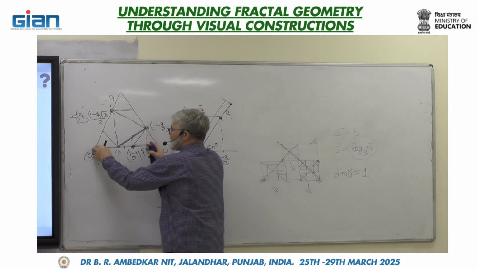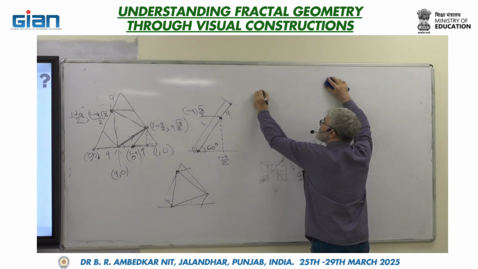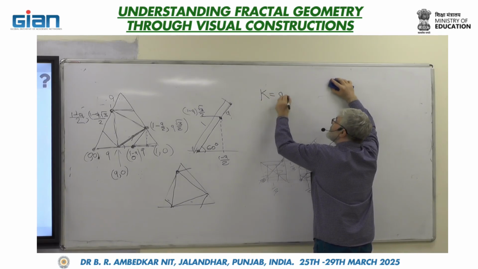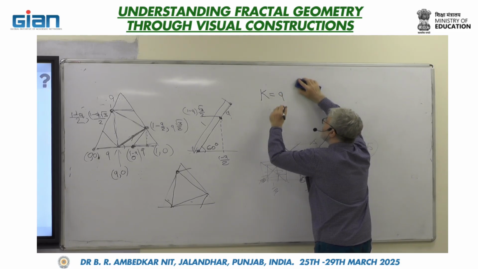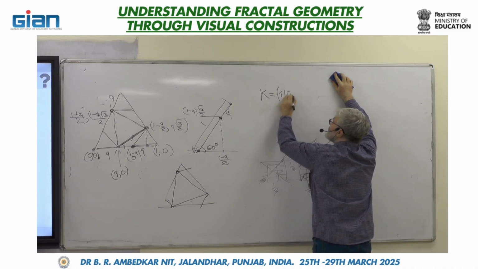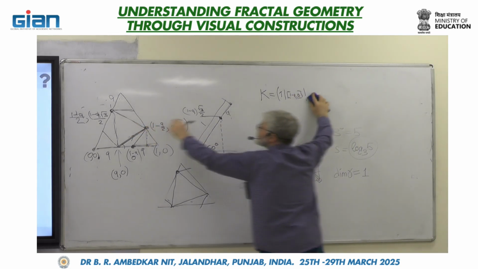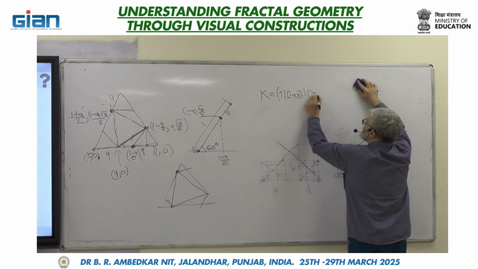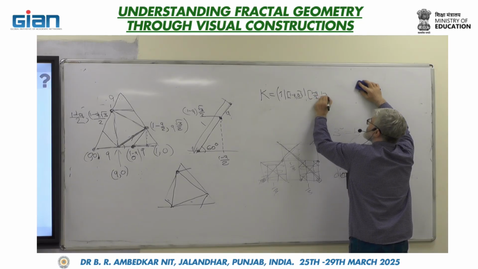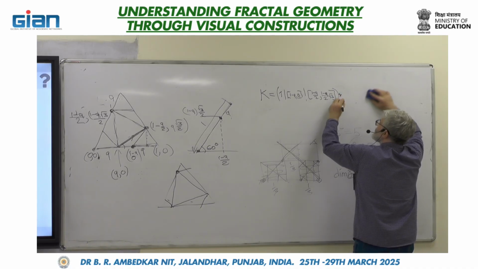So this triangle is contracted q times. So you will have k equals q, sorry, first we need to write translations. 1 minus q, 0, and this coordinate, 1 minus q divided by 2, 1 minus q divided by 2 square root of 3. Yes, and it will be multiplied by q.